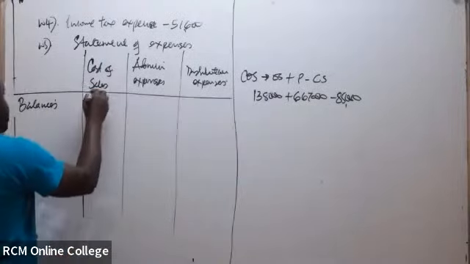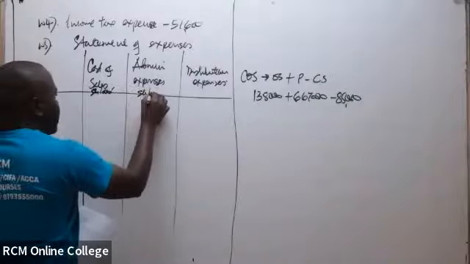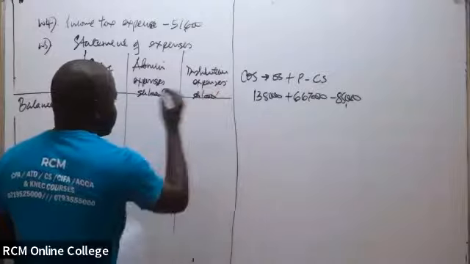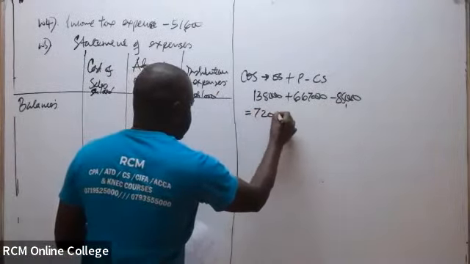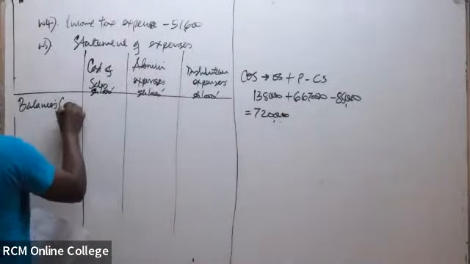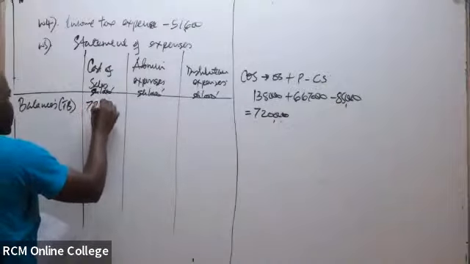You get 720,000. So remember, in this case, our shillings here are actually in thousands. So you'll end up having 720 million. So balances as per the trial balance, where you do that computation, you'll get this one as 720 million.